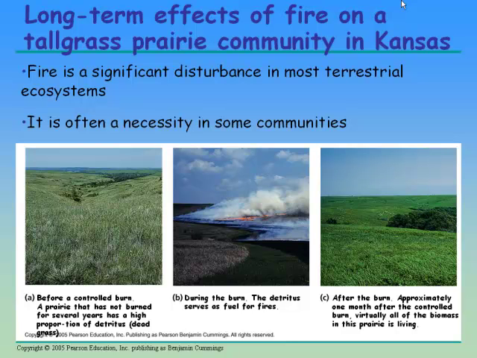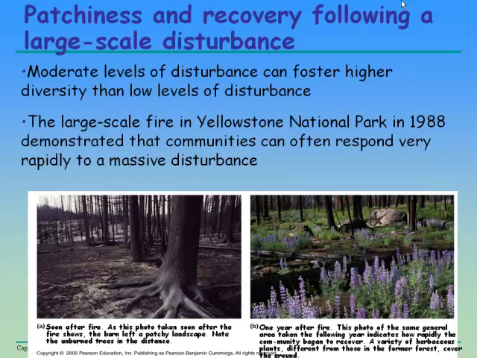A prairie that has not burned for several years has a very high proportion of detritus, dead grass. So it becomes choked out. So during the burn, the detritus serves as fuel for the fires. Then after the controlled burn, approximately 1 month after, virtually all of the biomass in this prairie is living. So this has increased germination, and it's gotten the dead grass out because that is what burned.